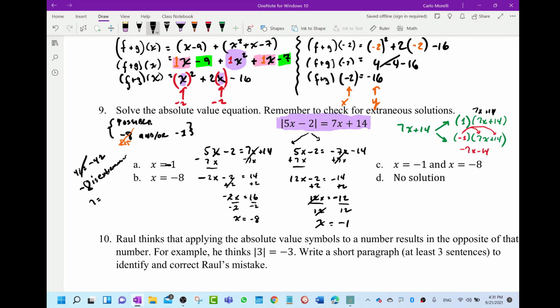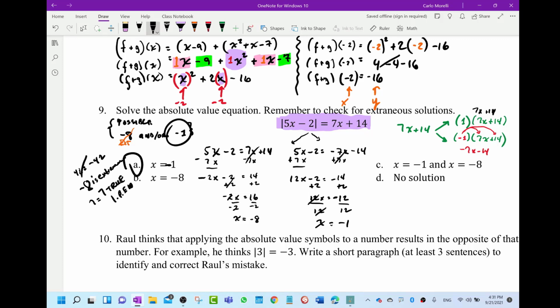Negative 7. What's negative 7 plus 14? It's the same thing as 14 minus 7. 14 minus 7 is 7. So 7 equals 7. That is true, okay? We know that's true by the identity property of equality. End of proof, okay? So that means that's valid.